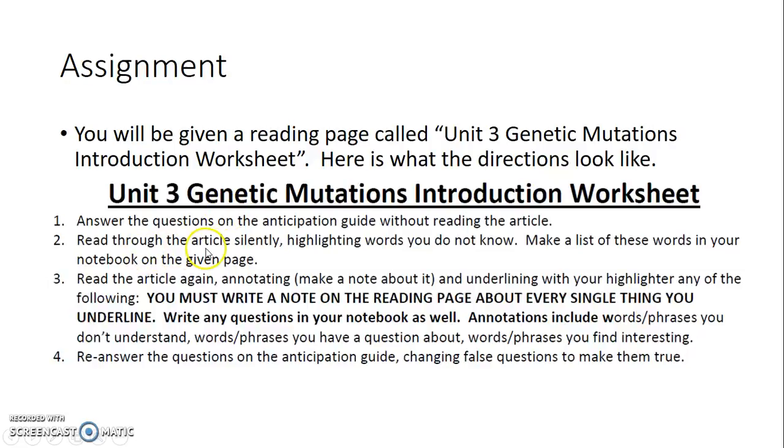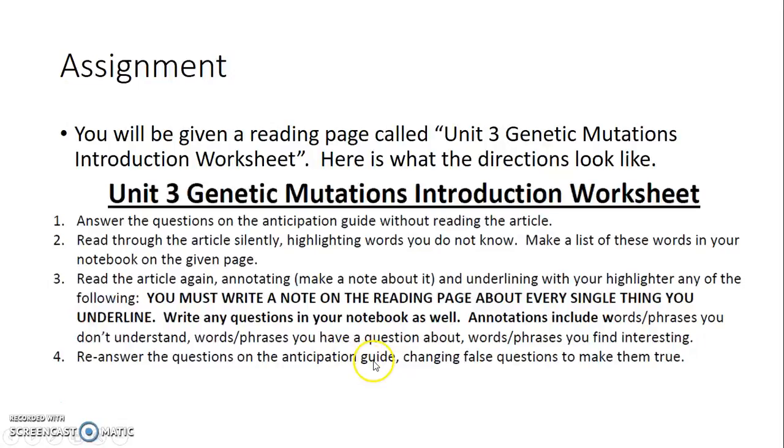Then you're going to silently read through the article and highlight words that you do not know and make a list of those words on the page that will be written on the board for you. Then you're going to read the article again and make annotations. You need to make at least 3 annotations, meaning you are going to include anything that you highlight, you need to make a comment about. So maybe there are words or phrases you don't know, or you have a question about, or something you find interesting. Write a comment for it.